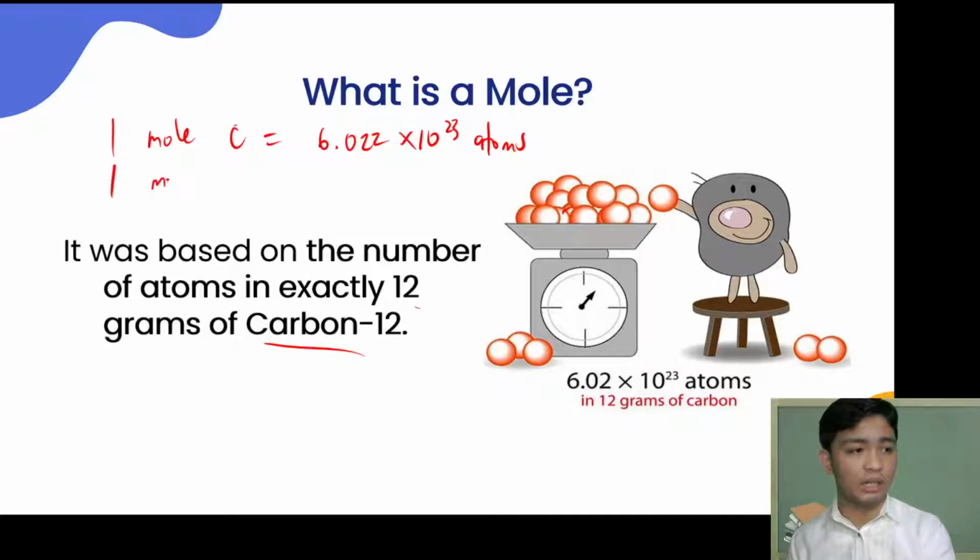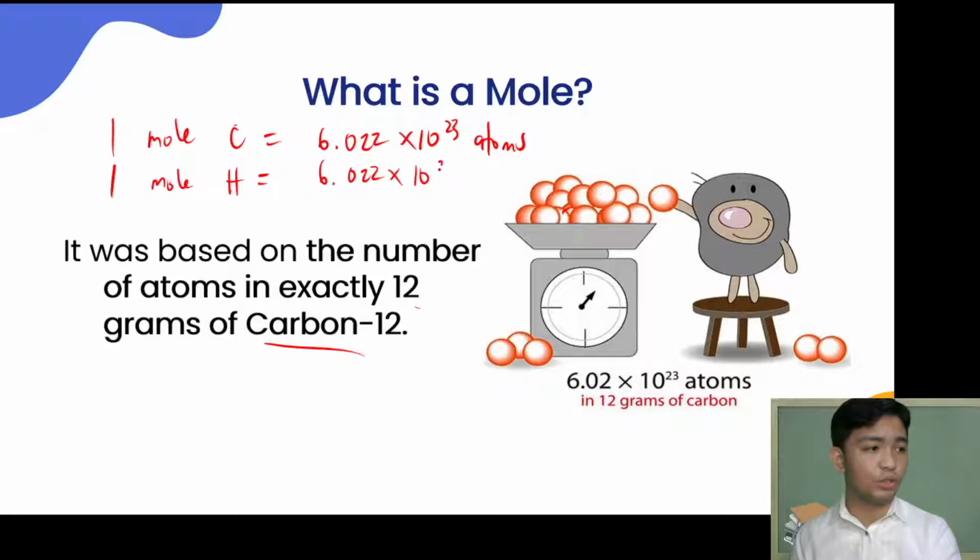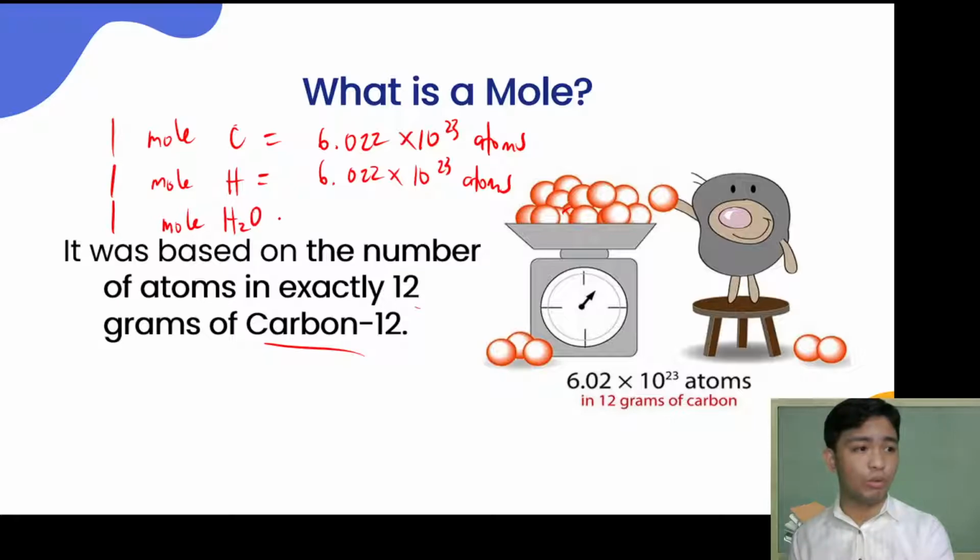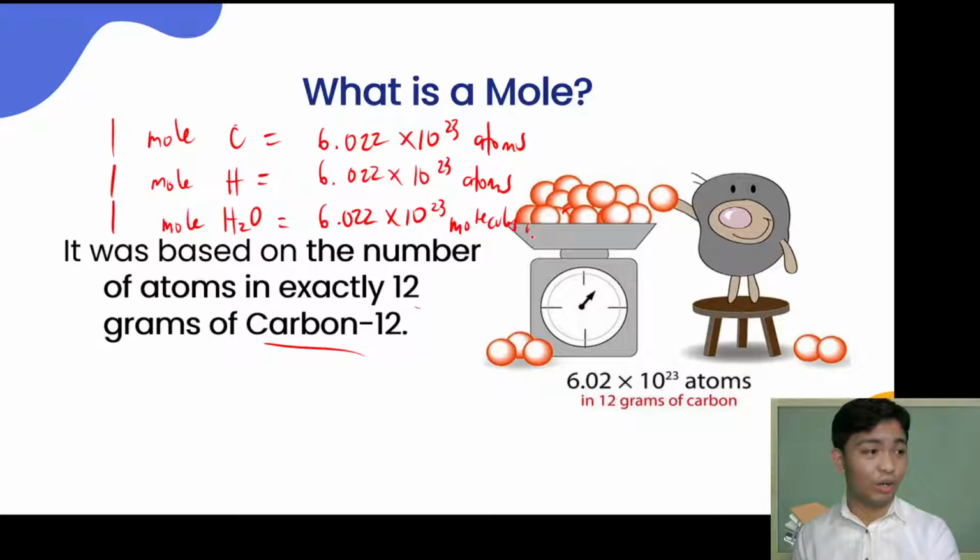Kapag sinabing 1 mole ng, let's say, hydrogen, automatic, ilang particles, ilang atoms? 6.022 times 10 raised to 23 na atoms ng hydrogen yun. Kapag naman sinabi natin 1 mole, diba sabi, pwede rin na molecule. Let's say H2O, ibig sabihin, there are about 6.022 times 10 raised to 23 na this time molecules naman of water. So yun yung naging basis. Diba? Parang 1 dozen of egg, isang dosena na kung ano mga ibang item. So, automatic, that's equivalent to 12. Dito naman, 1 mole, 6.022 times 10 raised to 23 na particles.